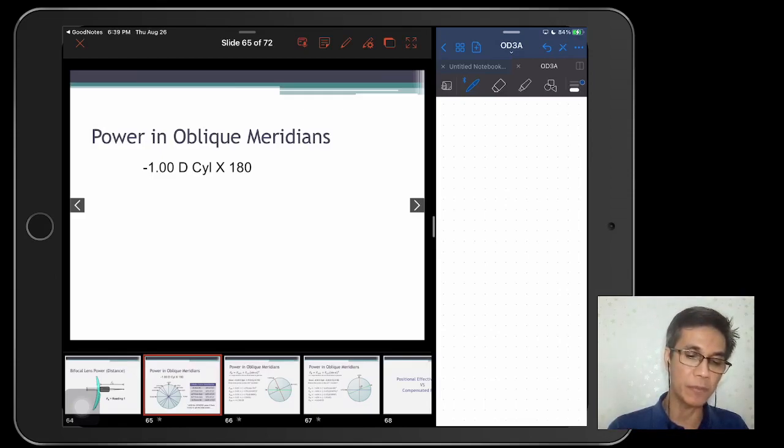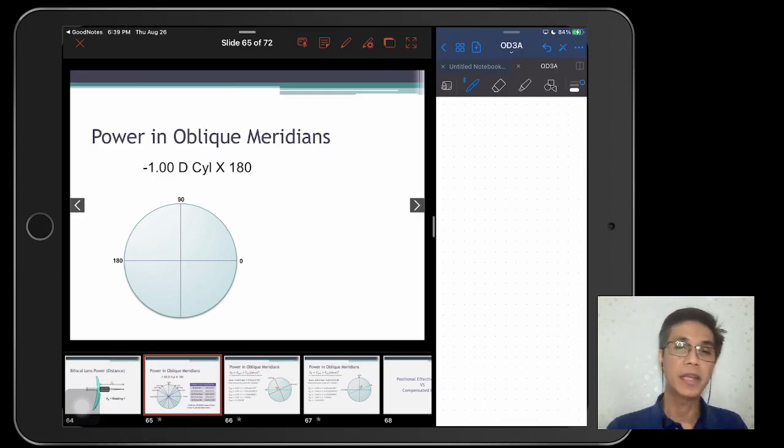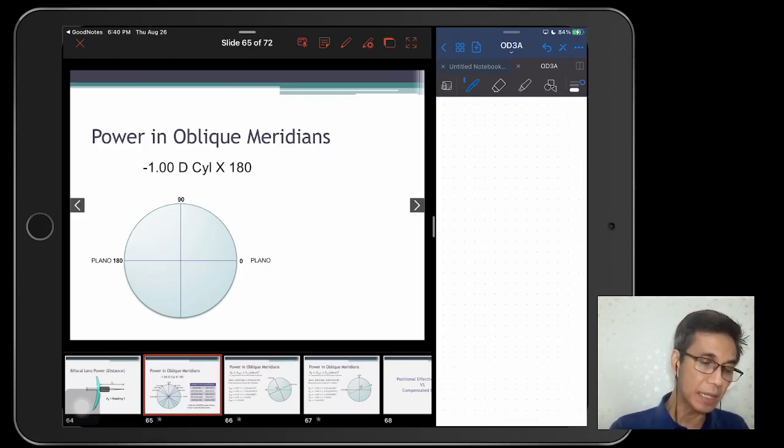So dito, dalawang principal meridians natin would be 90 and 180. So yun na yung dalawang principal meridians natin. Next, ang tanong ngayon, ano ngayon ang power sa dalawang principal meridians? What will be the power at the 180th meridian? Sabi natin, the power at the axis meridian is 0 or plano. In a simple cylinder, walang grado or walang power sa may axis meridian.